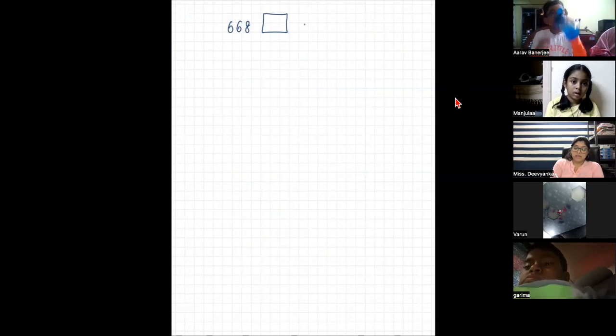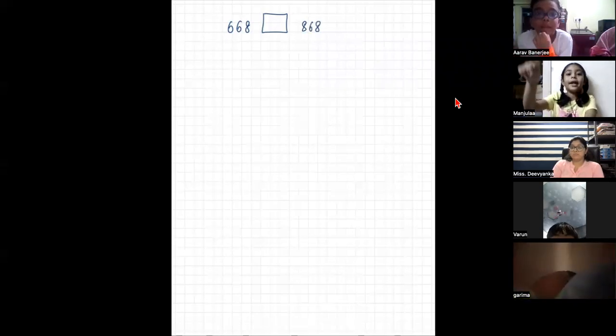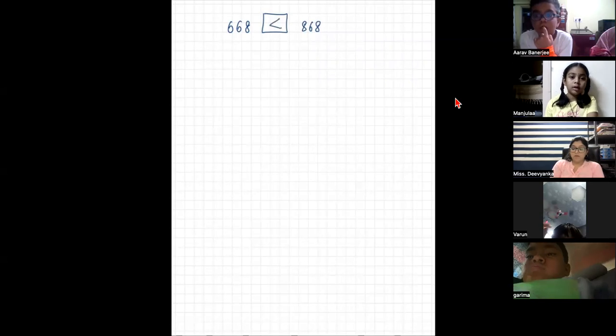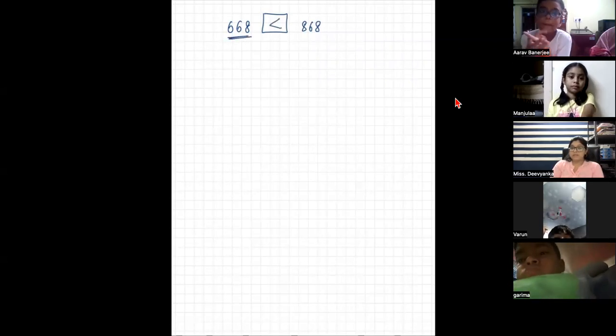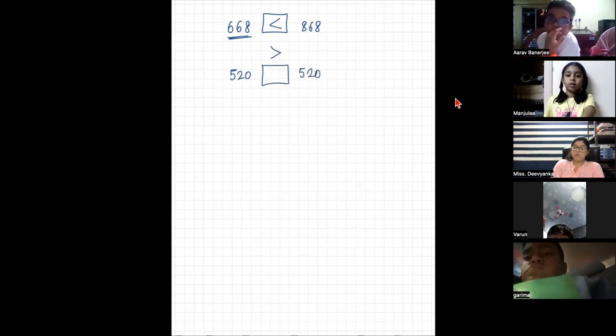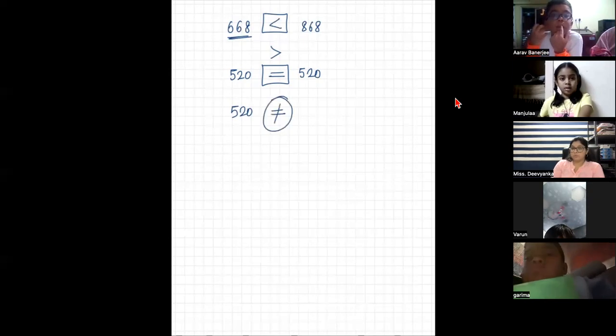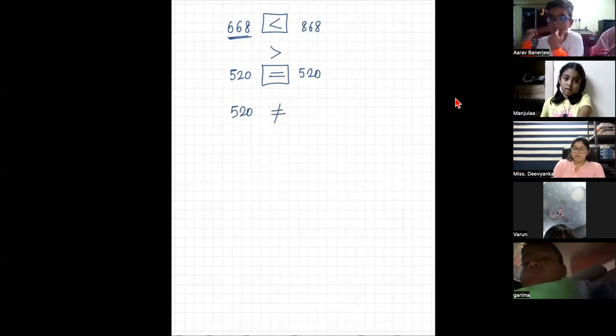Now in 668 and 868, which one is greater? 868, correct? So which symbol will I be using? Greater than symbol. Now in the same thing, which one is lesser? 668. Hence we will be using the lesser than symbol. And if both the numbers are equal on both sides, which symbol do we use? Equal to sign. And if they are not equal, we use the not equal to symbol. This symbol you may not know, but it is not equal to. For example, I can say 520 is not equal to 530. Understood?